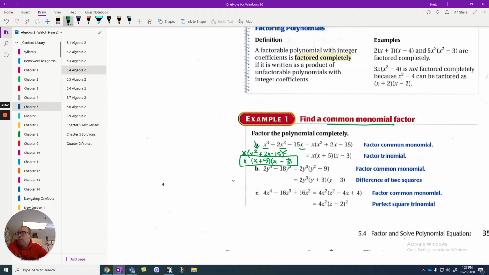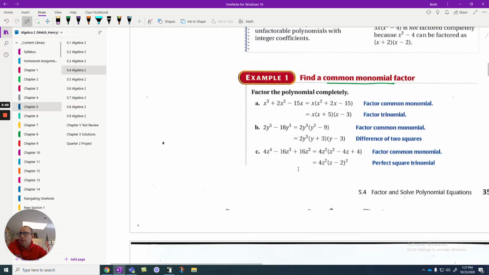Let's keep going from there. Let me get rid of all that. All right, part B. When we have part B, we look, there's a y to the 5th and a y to the 3rd. Sorry, there's just the two: a y to the 5th and a y to the 3rd.